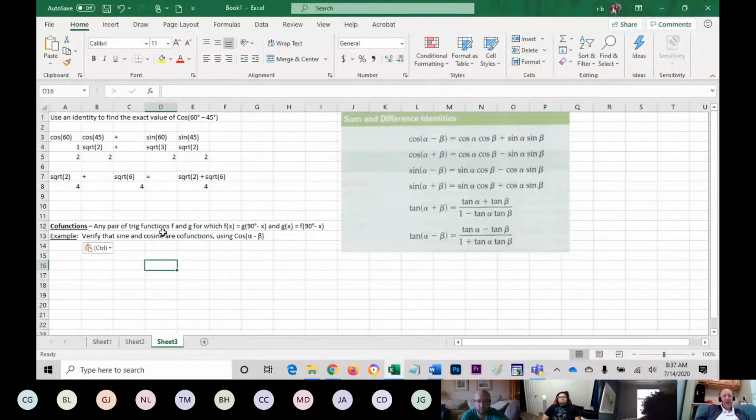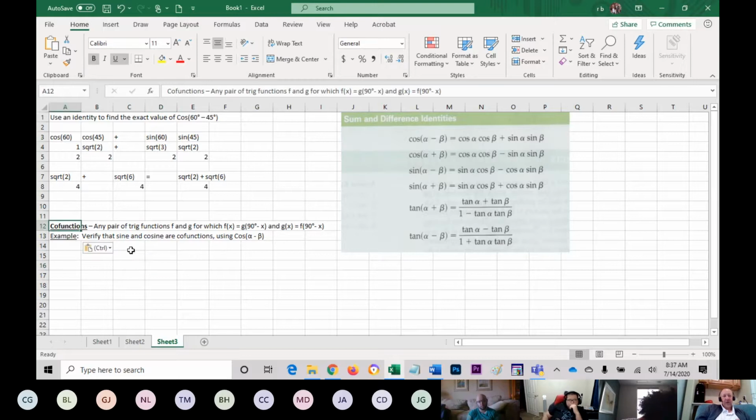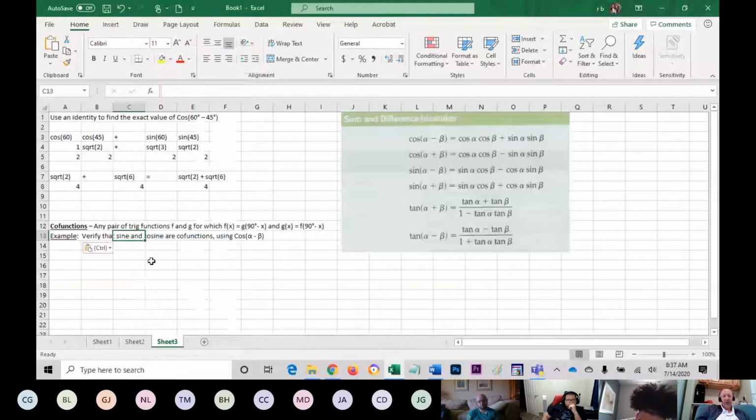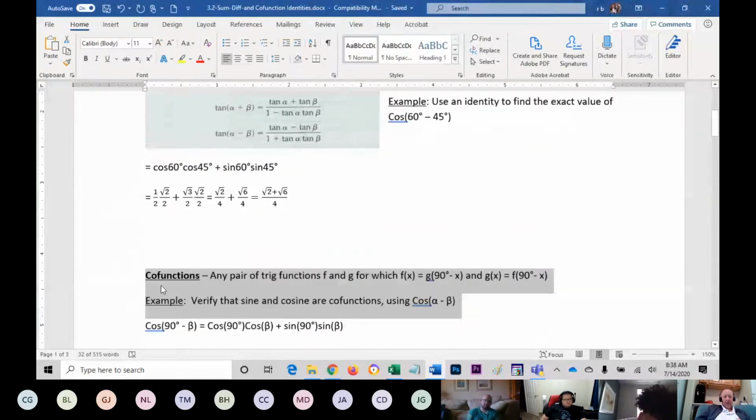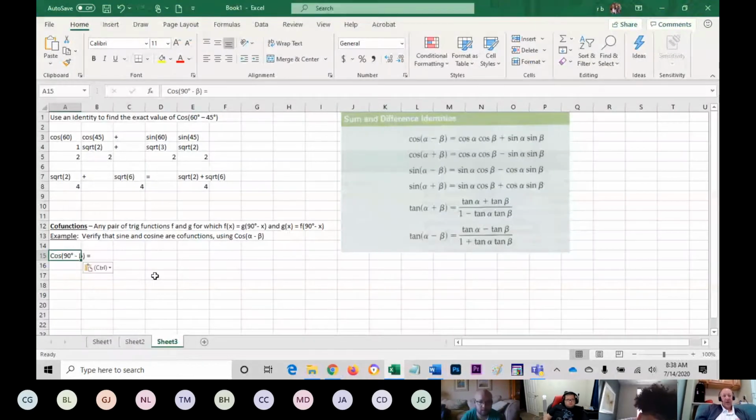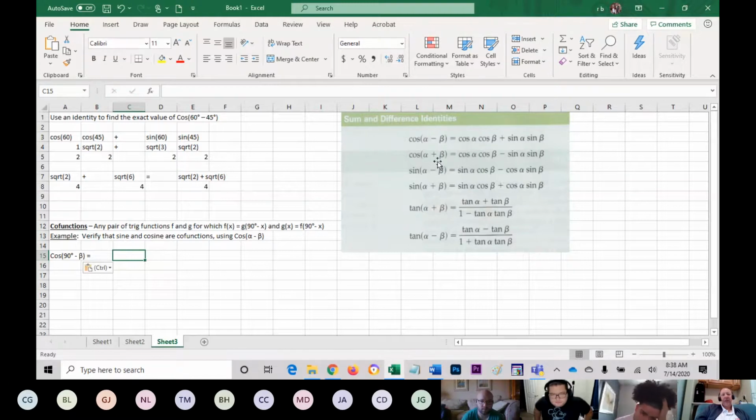Any pair of trig functions f and g for which f of x equals the function of 90 minus x and g of x equals the function of 90 minus x, those are called cofunctions. Okay. So we want to verify that the sine and the cosine are cofunctions of the cosine of alpha minus beta. Okay. So essentially, make sure I'm doing this right. So let's find the cosine of 90 degrees minus beta. Okay. So we're going to use these same sum and difference identities.